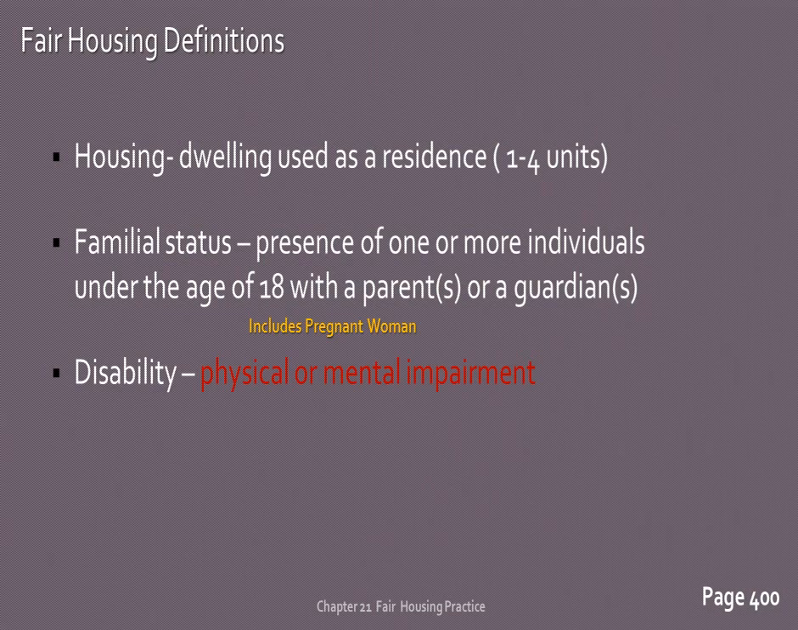Disability: you can't discriminate against individuals with physical or mental impairments. We should know that AIDS is always protected. If people have AIDS, you can never discriminate against them. Those in drug or alcohol treatment programs, if they're legitimate programs, you can't discriminate against them. So if you know of someone who's got an alcohol problem but they're in Alcoholics Anonymous, you can't refuse to rent to them.